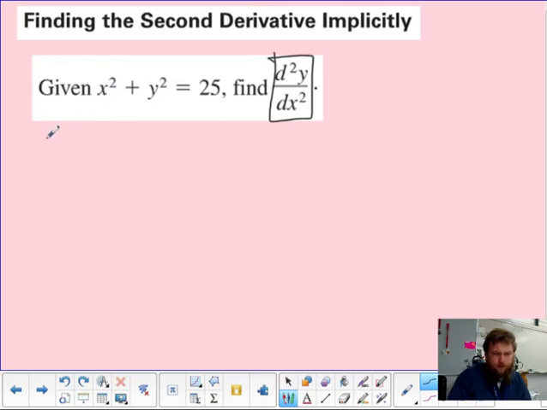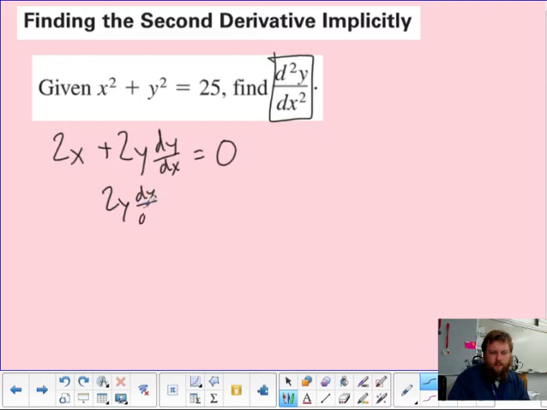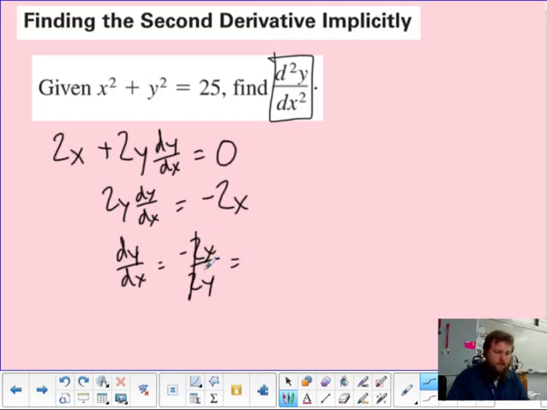It's going to be 2x plus 2y dy/dx equals 0. Rearranging this, we get 2y dy/dx equals negative 2x. Divide by 2y, you get dy/dx equals negative 2x over 2y. Reducing the 2's, you get negative x over y. All right, dy/dx. Cool.